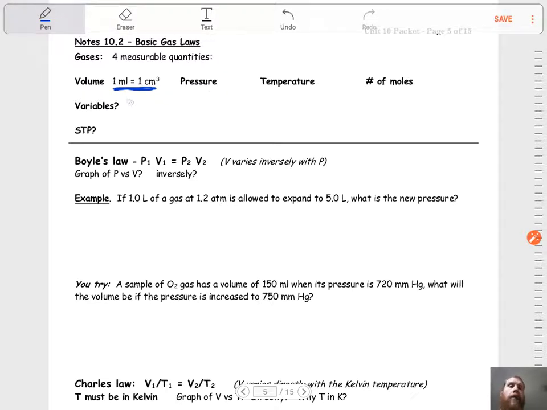Pressure, all right, in terms of our variables, V for volume, capital V. Pressure is a capital P. Temperature is a capital T. Moles is n, a lowercase n. So those are our variables.